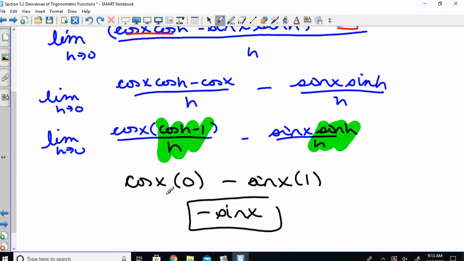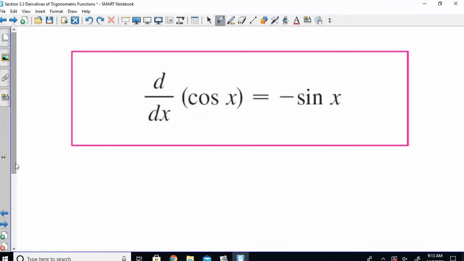So, from now on, you can accept this as fact. You will have to memorize the derivatives of these trig functions. So, the derivative of sine is cosine. Derivative of cosine is negative sine.